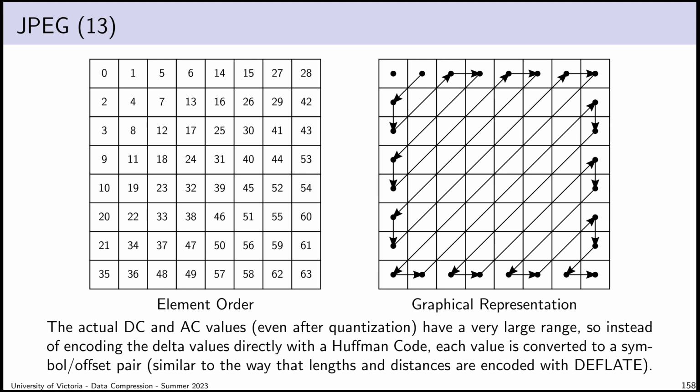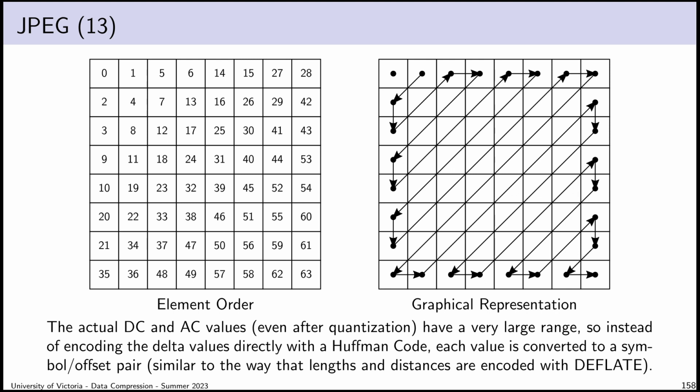And instead of encoding those delta values directly with a Huffman code, which requires a very large number of symbols, which can decrease compression performance, we instead convert each value to a symbol offset pair. So in the event that your DCT coefficients come out to values even larger than what 8 bits could contain, you still want some way of being able to compress them. And so we convert each value to a symbol offset pair.